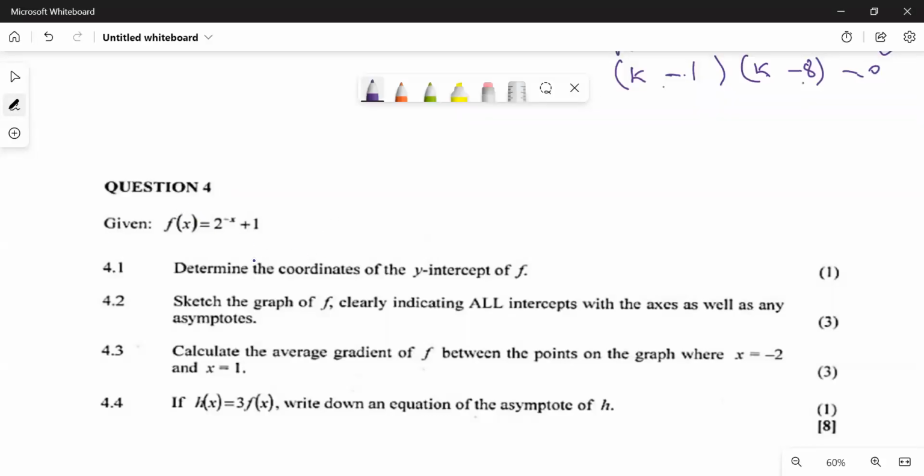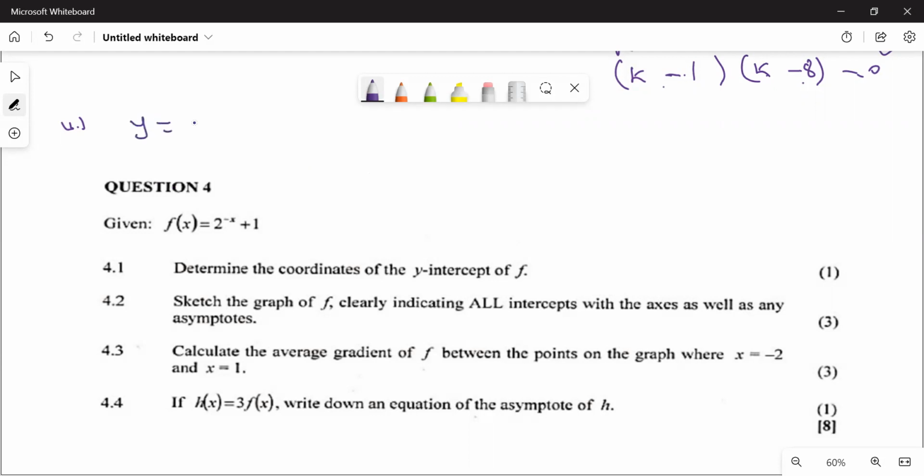In question 4, we are given the following. They say determine the coordinates of the y-intercept. So 4.1 here, Chad, the coordinates of the y-intercept. You let x be 0. So you're going to have y equal to 2 to the power of negative 0 plus 1. It's going to be positive 2. So our answer is going to be 2.